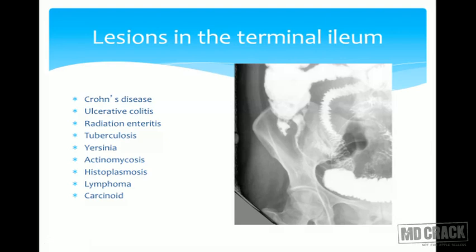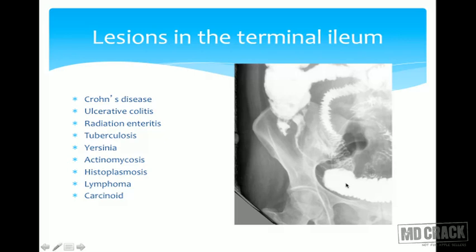Lesions of the terminal ileum. The most common differential diagnosis in our country is tuberculosis. So other causes include Crohn's disease, ulcerative colitis, radiation enteritis, Yersinia, actinomycosis, histoplasmosis, lymphoma, or carcinoid.